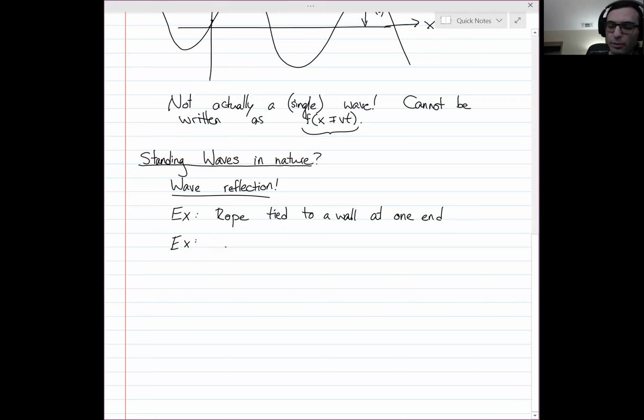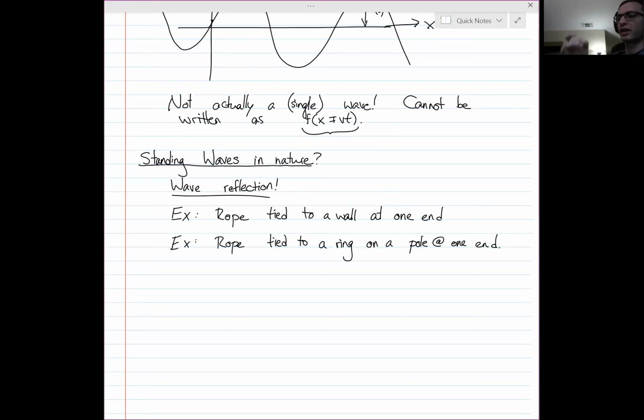Let's say that you have a rope tied to a ring on a pole out one end. So the thing to imagine here is, first you have to imagine there's no gravity, by the way, because otherwise a lot of these things don't work. You have your string, you're holding it on one end, and on the other end, it's tied to a ring that goes around a pole that can go up and down. So you flick it, and then as it goes to the pole, it can't keep traveling forward, but it can move up and down. So let me show you an example of that.